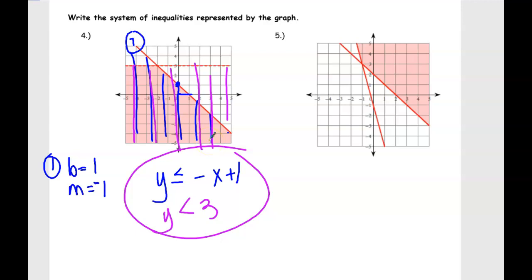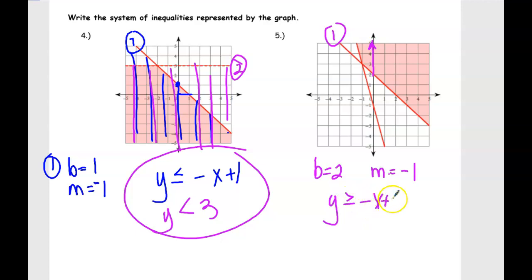Okay, you guys can pause the video and try number 5, but I will go ahead and identify the slope and the y-intercept. So this one was line 2. All right, so line 1, my y-intercept is going to be 2. My slope is going to be -1. Since I'm shading above the line, it's going to be greater than or equal to. So y is going to be greater than or equal to -x plus 2.